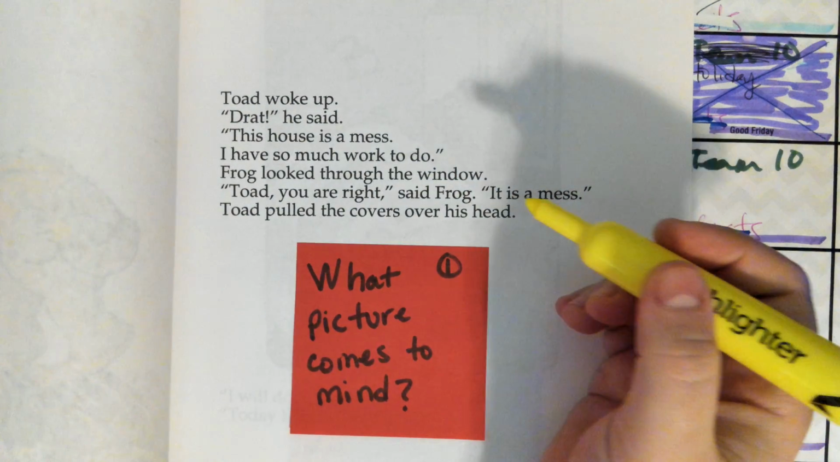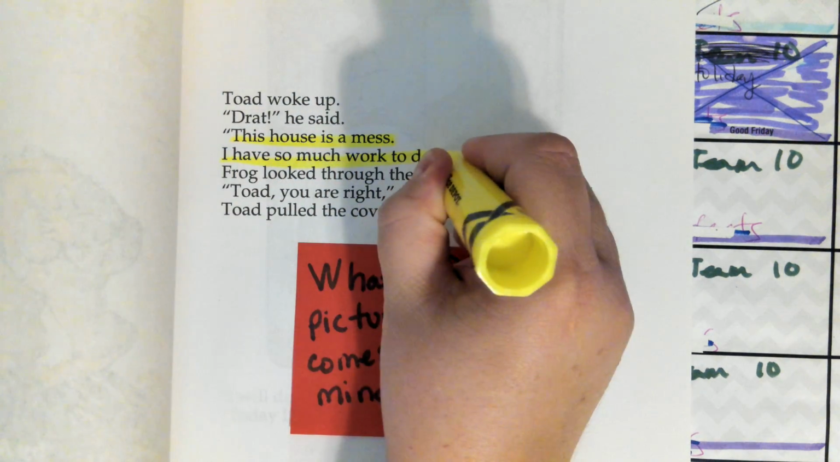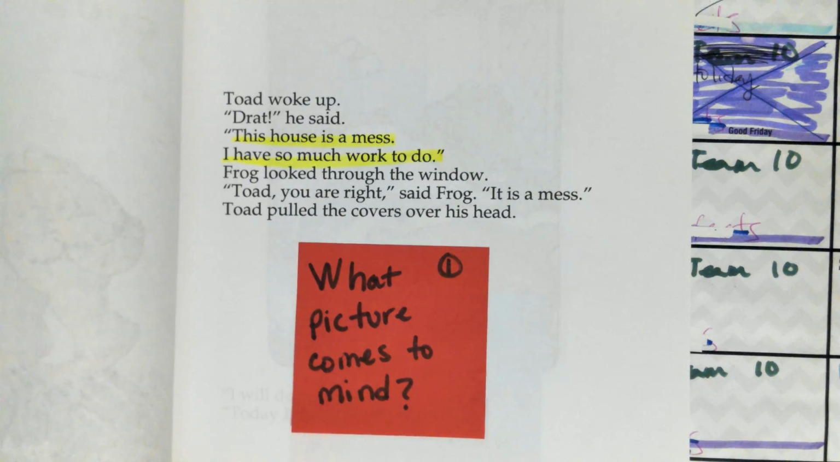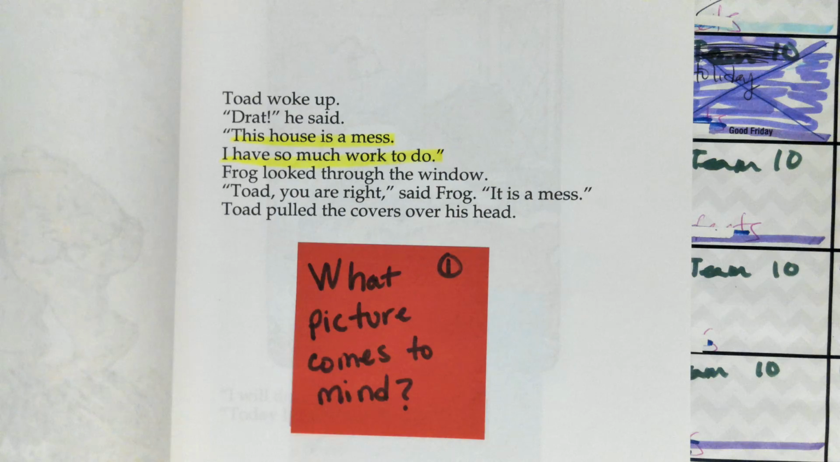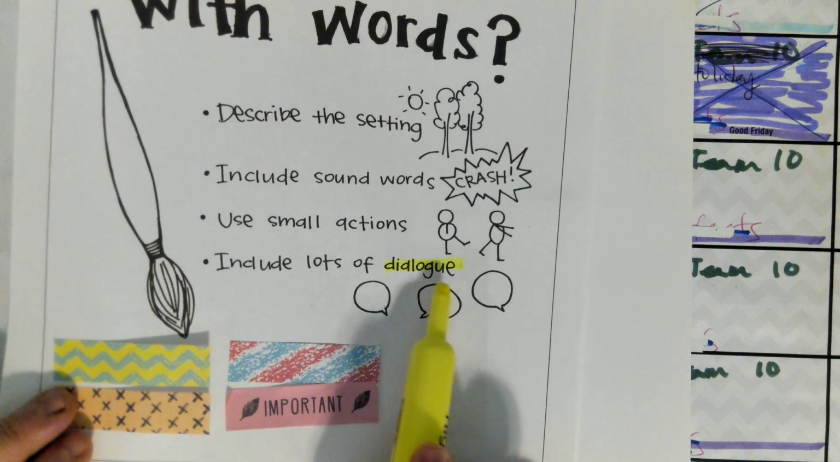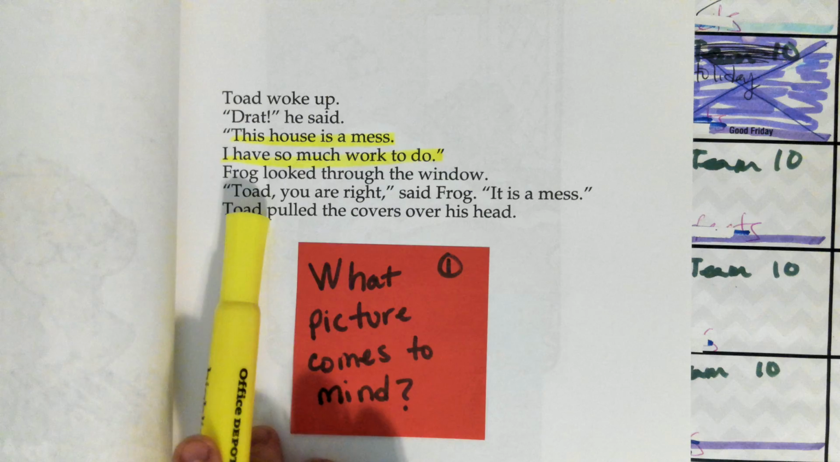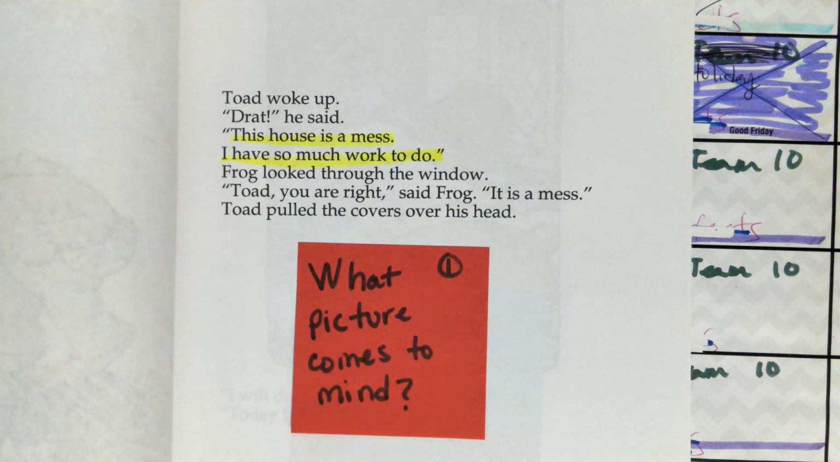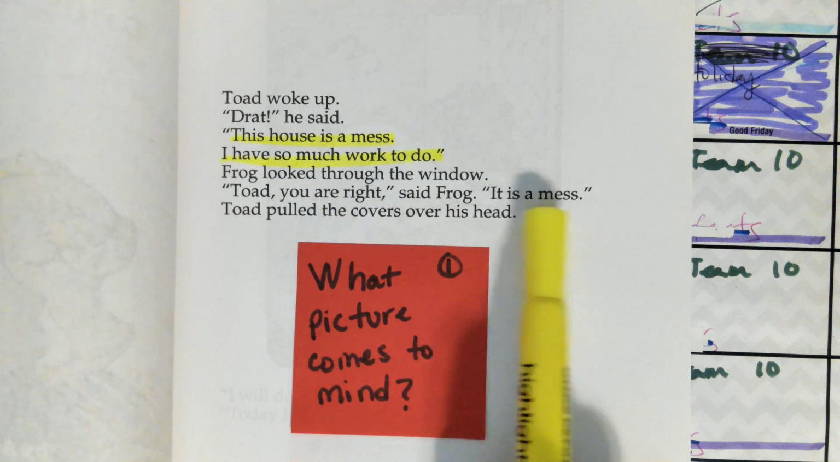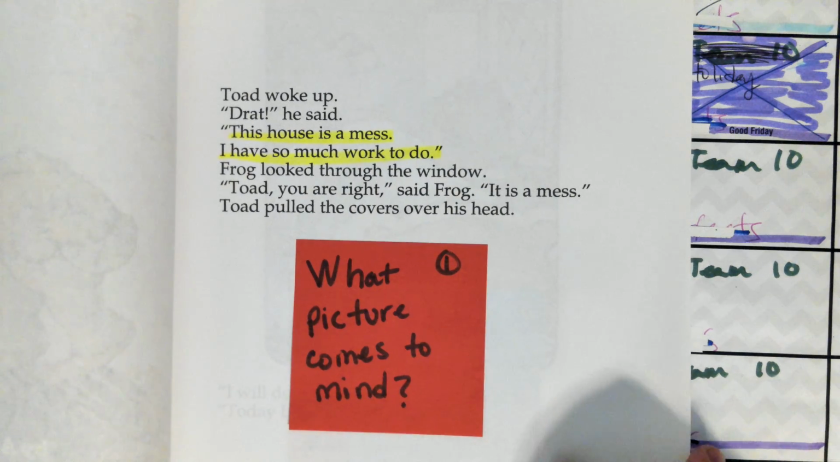Now let's take a look at these words here. This house is a mess. I have so much work to do. That is someone talking. So that is what? What is it when people talk? That is dialogue. So we're painting a picture using lots of dialogue. Okay? Here we have some more. Toad, you're right. It's a mess. So we have more dialogue to describe what kind of picture we would make in our minds. Okay? Let's take a look at the next one.